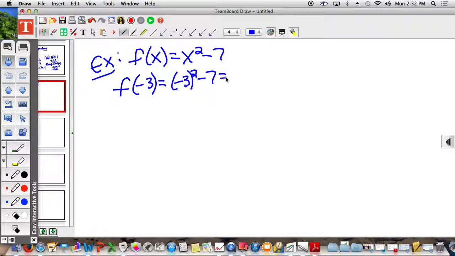Why did you parenthesize the 3? Because if you don't parenthesize, you don't parenthesize your -3. If you type this into your calculator, you do -3 squared. The only thing that the calculator does is square the 3, you get 9, and then it takes the opposite answer.